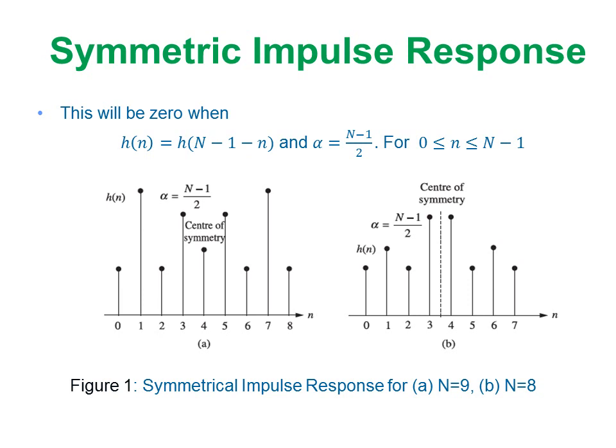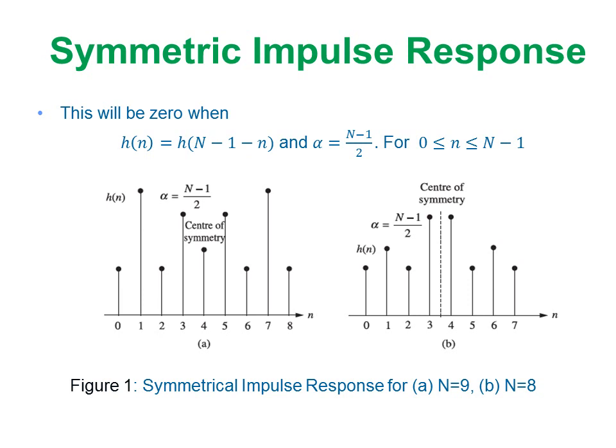If you consider the first figure, it is observed that for small n equal to 0, h of 0 is equal to h of 9 minus 1 minus 0, that is h of 0 is equal to h of 8. Then h of 1 is equal to h of 9 minus 1 minus 1, that is h of 7. In this way we can have the symmetric impulse response, and it has a center of symmetry about alpha equal to N minus 1 divided by 2.